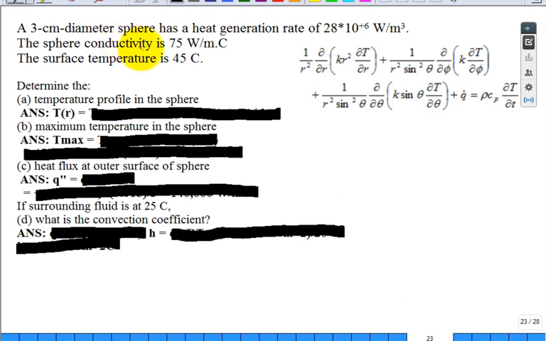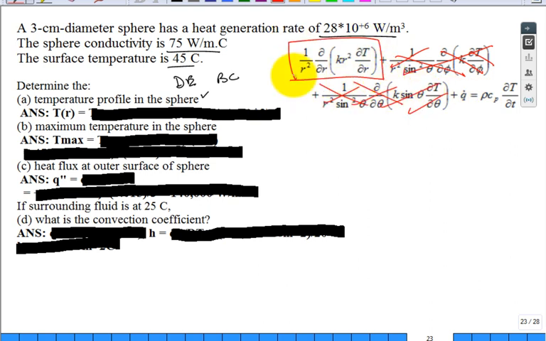A 3 centimeter diameter sphere has a heat generation rate, so there's my q dot. The sphere conductivity is given, the surface temperature is given. What is the temperature profile in the sphere? Differential equation, boundary conditions, solve. When you look for your spherical coordinate system, you don't have any of this complicated phi or theta. It just boils down to 1 over r squared, the rate of change with respect to r of r squared k times the rate of change of temperature with respect to r.